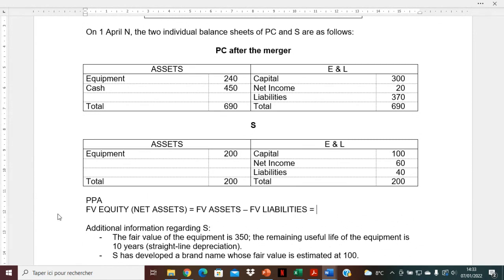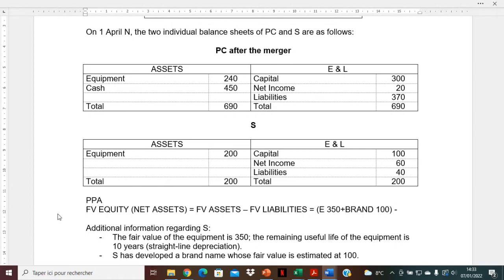What is the fair value of assets? Well, for the equipment we have a fair value of 350. And for the brand name, a value of 100. So the fair value of total assets is 450.